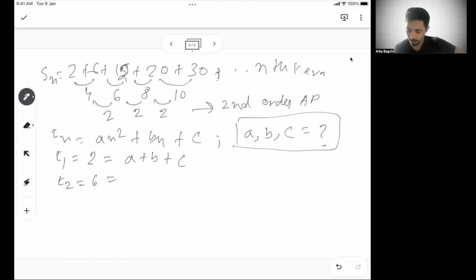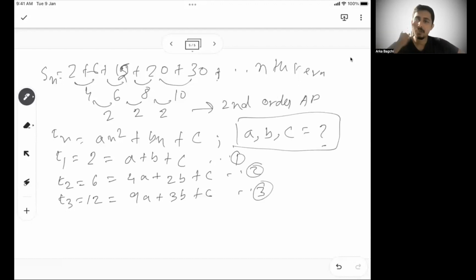Which is 2 square, n is equal to 2. N is equal to 2 means 2 square. So 4A plus 2B plus C. What is T3? My T3 is 12. So 3 square, so 9A plus 3B plus C. So I have 3 unknowns. I have 3 equations. These are my equation 1, equation 2, and equation 3. Now you can solve these 3 equations and get the values of A, B, and C.